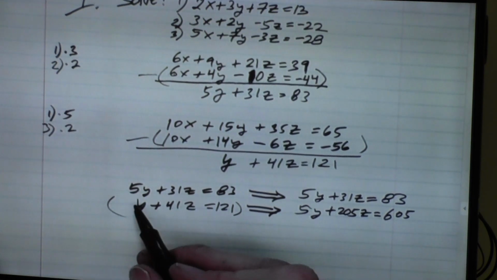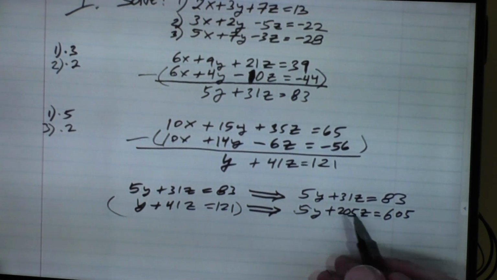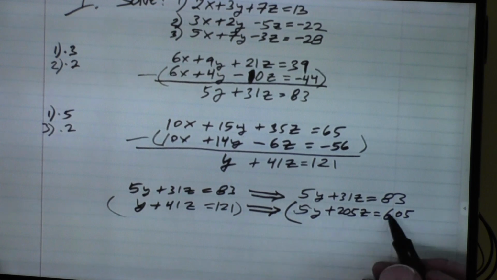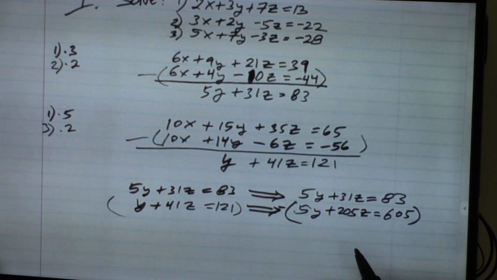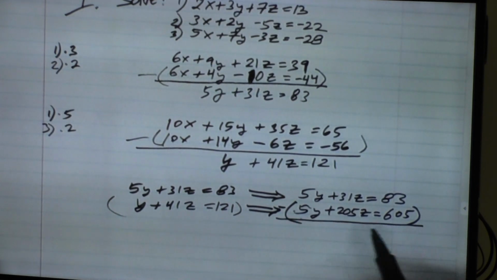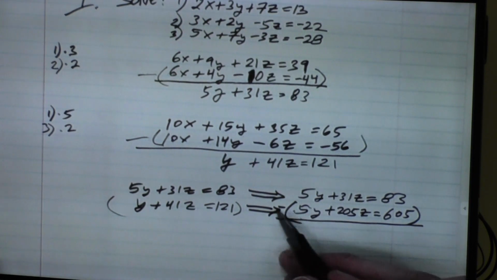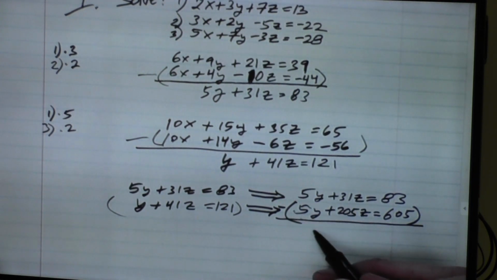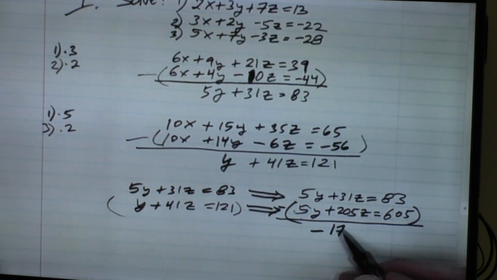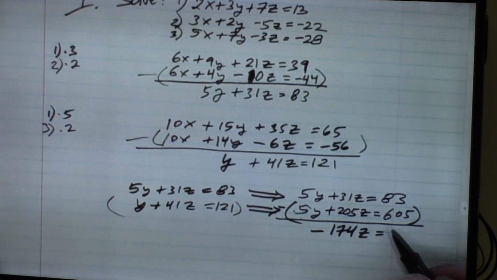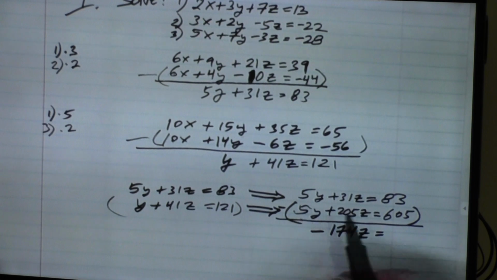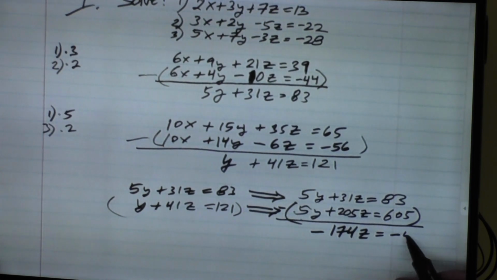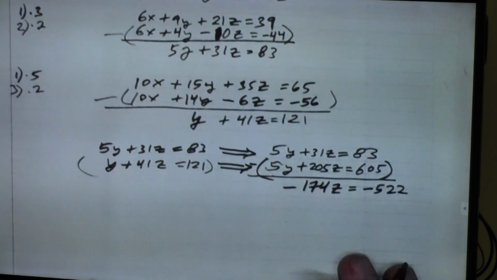Now, if I had multiplied by negative 5, I'd have negative, negative, and negative, and I'd just add each one. But I can do the same thing by subtracting here like this. So, 5 minus 5, gone. 31z minus 205 is negative 174z. 83 take away 605 is negative 522.